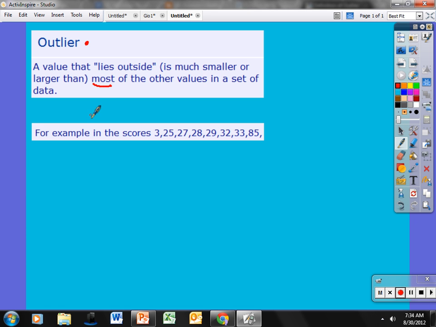set of data. So I have some numbers here, and they're nice because they're in order from least to greatest. Now, just by looking at the data real quick, before I even do anything with it, I see a 3, a 25, 27, 28, 29, 32, 33, and then an 85. Hopefully you get the idea. I see a bulk of my data is between this 25 to 33 range. And then I have this 3 on the very low end, and this 85 on the very high end. So looking at this data, I can see that the values that lie outside of most of the data are the 3 and the 85.